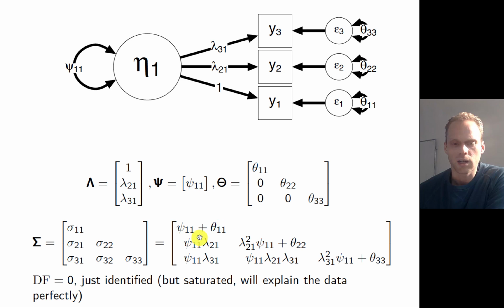So it's exactly identified, which means that I can perfectly reproduce any covariance structure using these parameters. So it's identified, but it's not that interesting, because I will see it fits, but that's because it's exactly identified or saturated, so it will always perfectly reproduce my covariance structure.